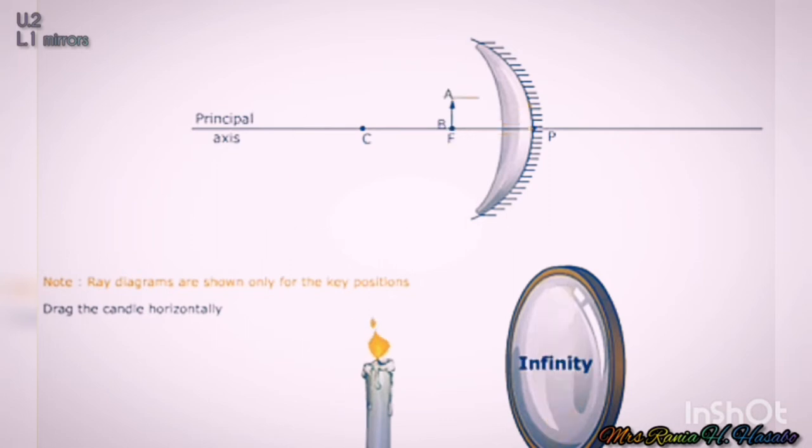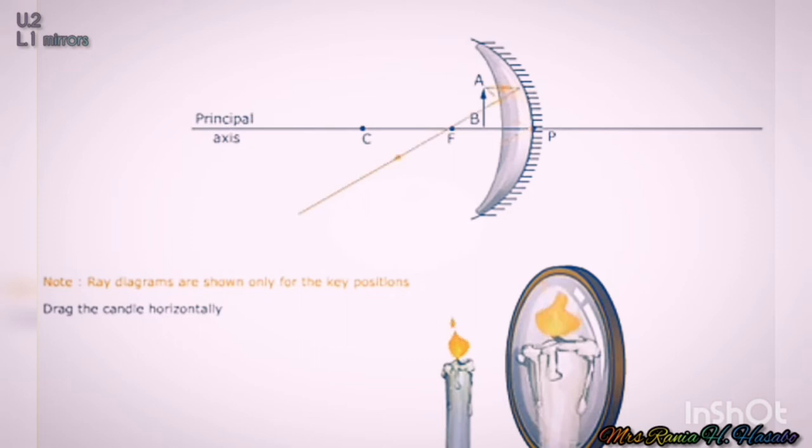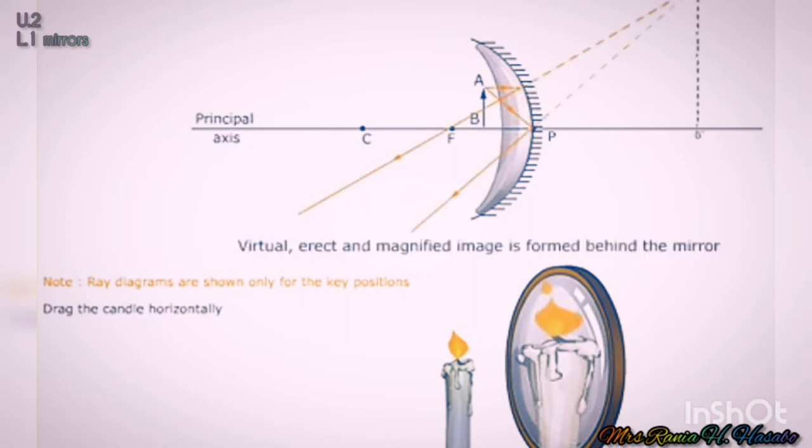If the object is put at the focus, there is no image formed. This is because the reflected light rays and their extensions are parallel to each other and don't intersect. If positioned at a distance less than the focal length, the formed image will be virtual, erect, and magnified, behind the mirror.